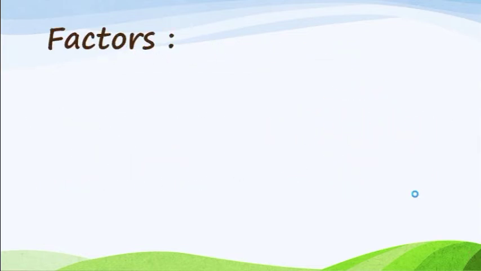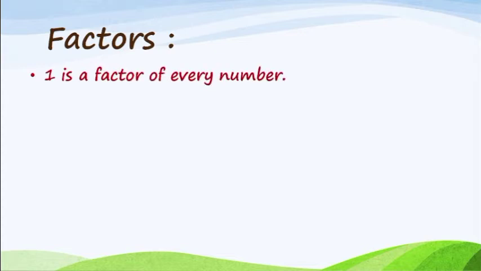Next, now we'll be seeing some special relations related to factors. You will find some properties of factors. So let us look at the properties, or the important things we can find in factors. First, number 1 is a factor of every number, meaning that when you try to find the factors of any number, your first factor will always be 1.